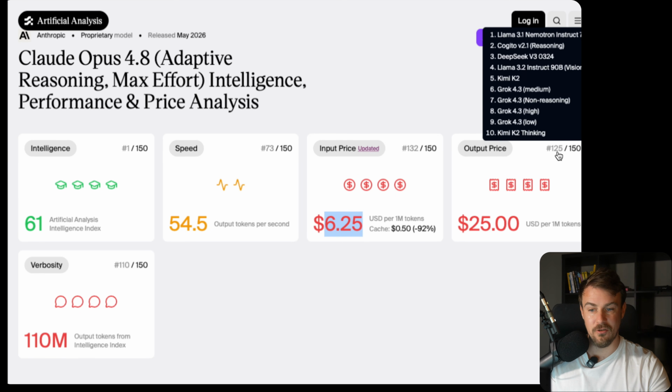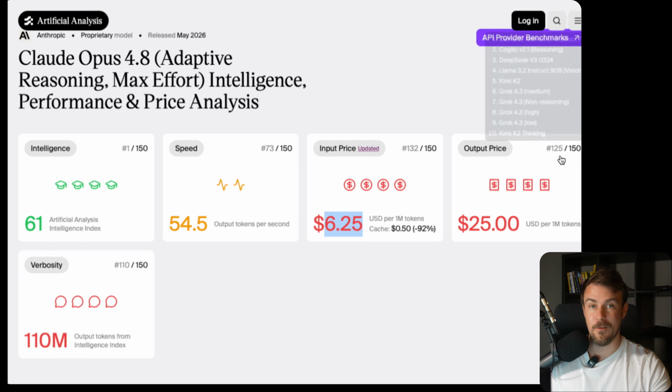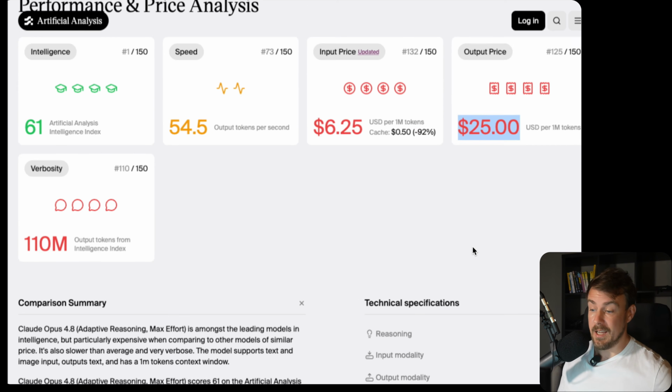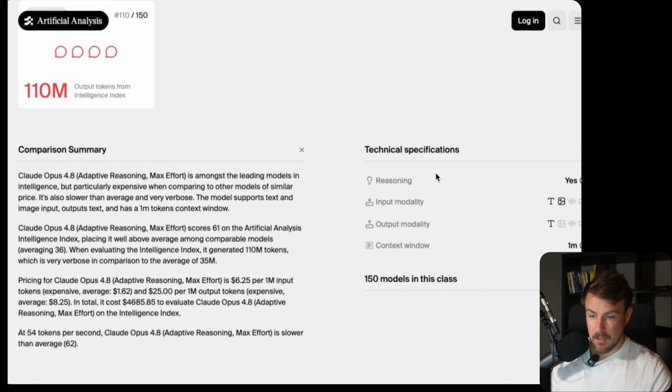It's currently ranking 125 out of 150. So it's one of the most expensive models. This is one reason why you need to know about tokens, because it's going to directly affect your cost when you are using the API. And you need to know what this means. What is 1 million tokens, and why is it costing me $6, and why is it costing me $25 on the output? There's other things here, like you can use artificial analysis to look up how many tokens there are.